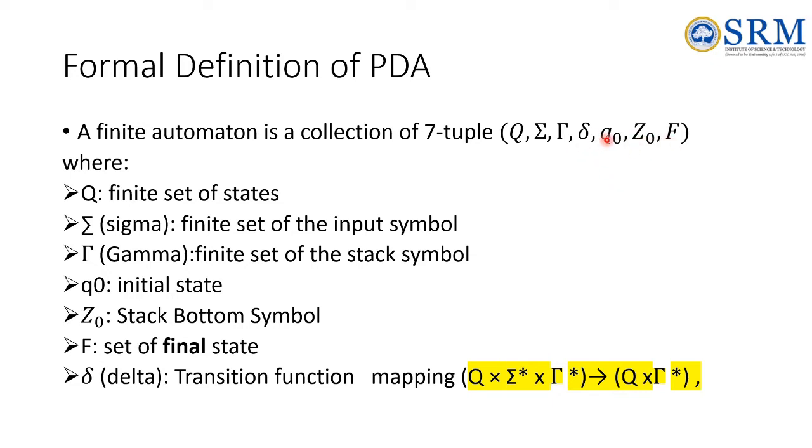Here the delta transition is represented by a 3-tuple: a state, an input symbol and the top of the stack. That is, what is your current state, what is the input you are getting right now, and what is on top of the stack. On the right hand side, it gives which state you are going to move to and whether you are going to push or pop the element.